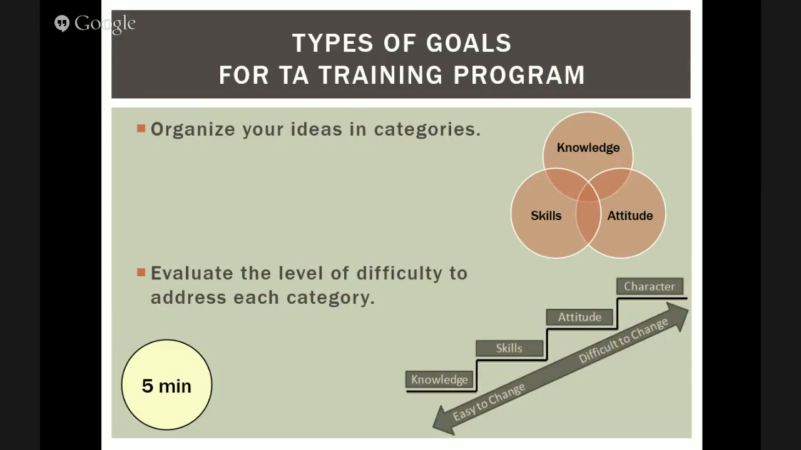Just because something is hard doesn't mean it should not be addressed, but it tells you that you have to think through how you will deal with those that are a little more difficult than the easy ones. Okay, so I'm going to give you just 5 minutes to think, to categorize the ideas you've had and see if some are harder or easier than others.